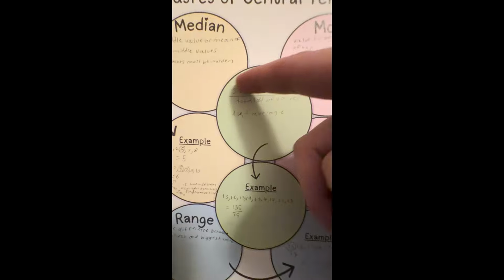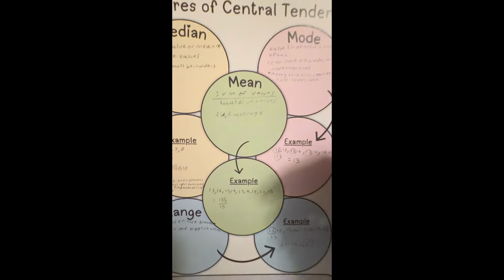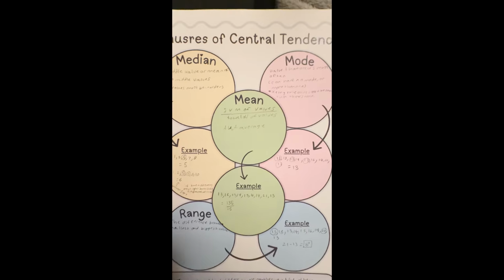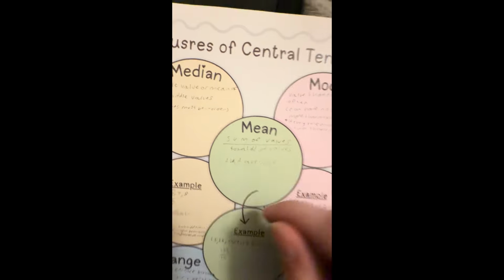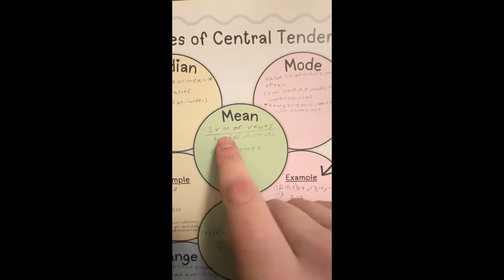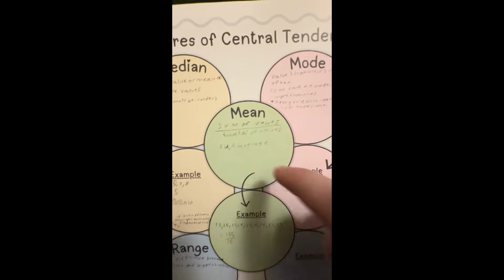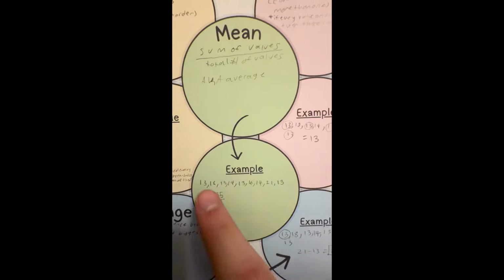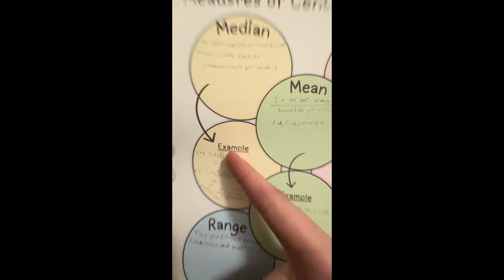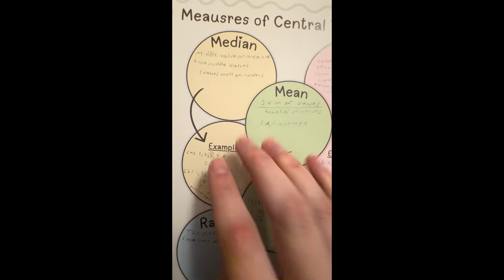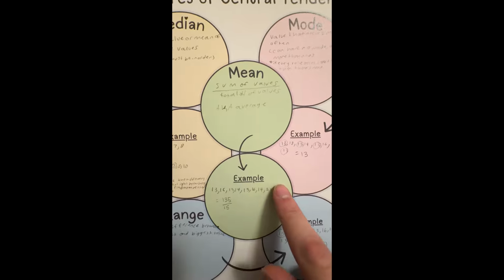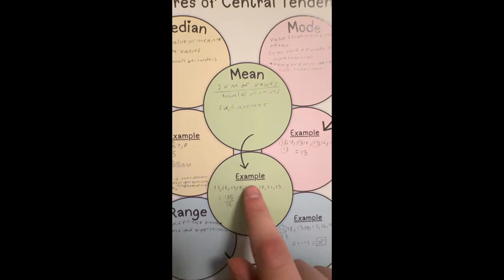Okay, now we'll go to mean next because that just makes sense based on what we just learned. Mean is the sum of values divided by the total number of values. This is also known as average. An example of this is a larger set of numbers, where, as we talked about, here you would have to do a little bit more work in order to find the center.